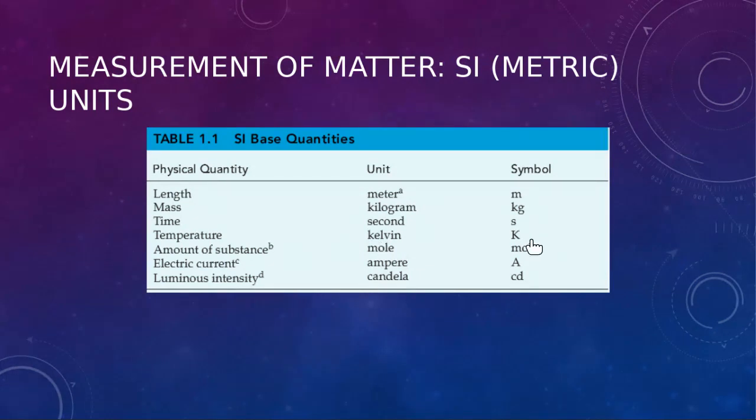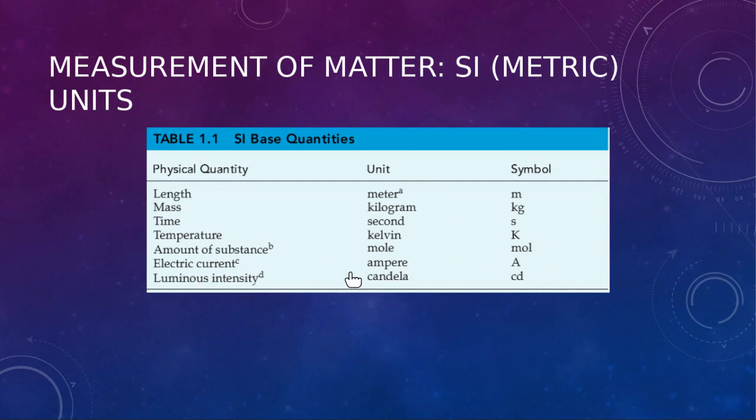And the symbol is the key. The amount of substances is very important for chemistry. This is the mole unit, and the symbol is the mole. There isn't any E. Note the differences between unit and symbol.